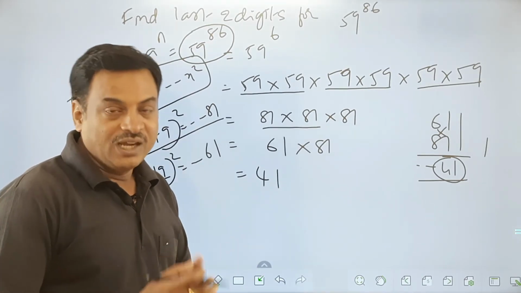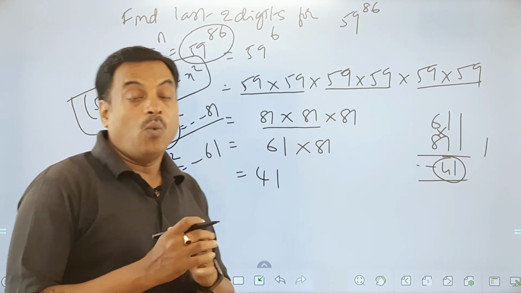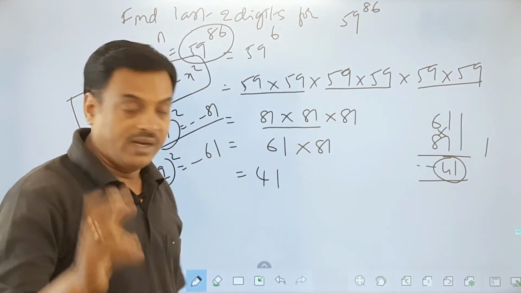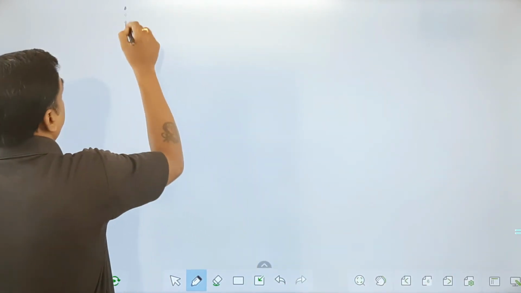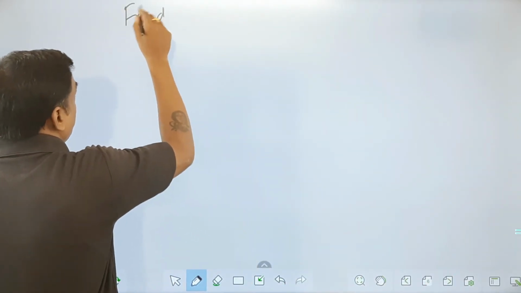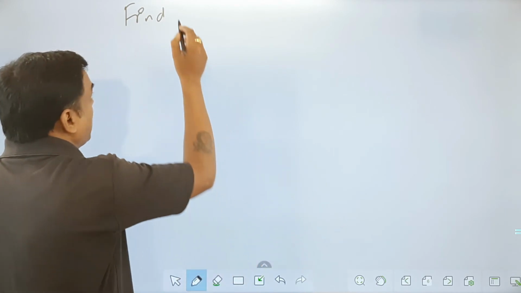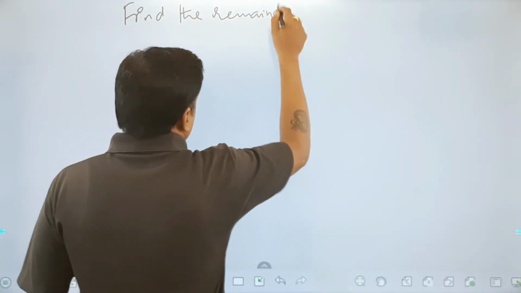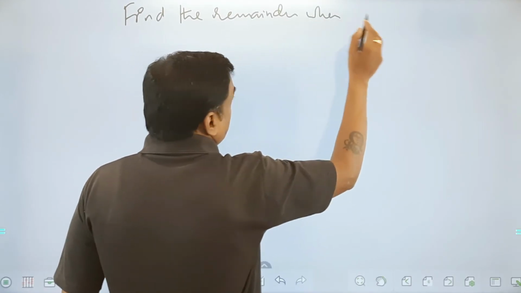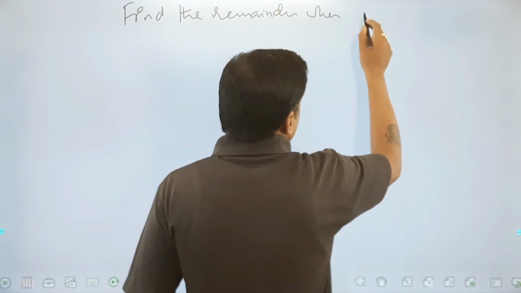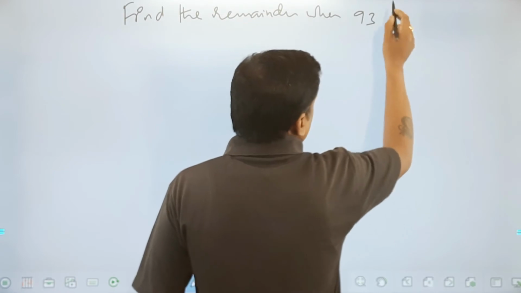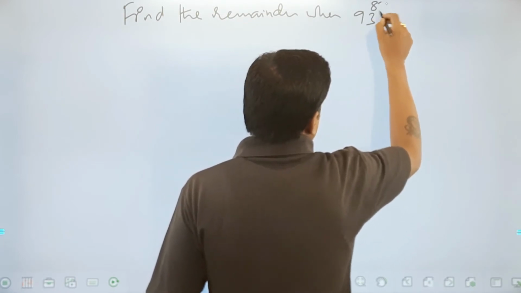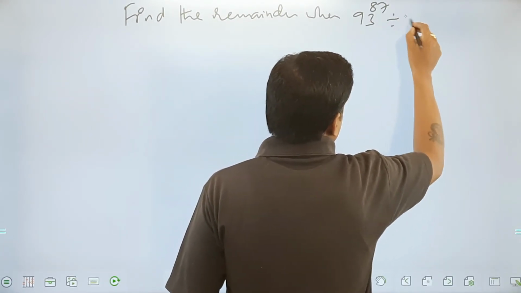It's very easy to find the last two digits. Now what is the other way of asking the similar question? The similar question can be asked like this. Find the remainder. Same question, the other way of asking is: find the remainder when, say, 93 to the power of 87 is divided by 100.